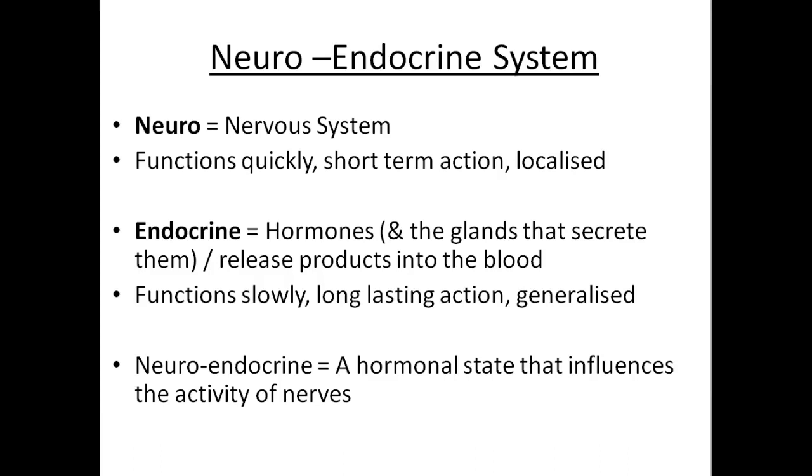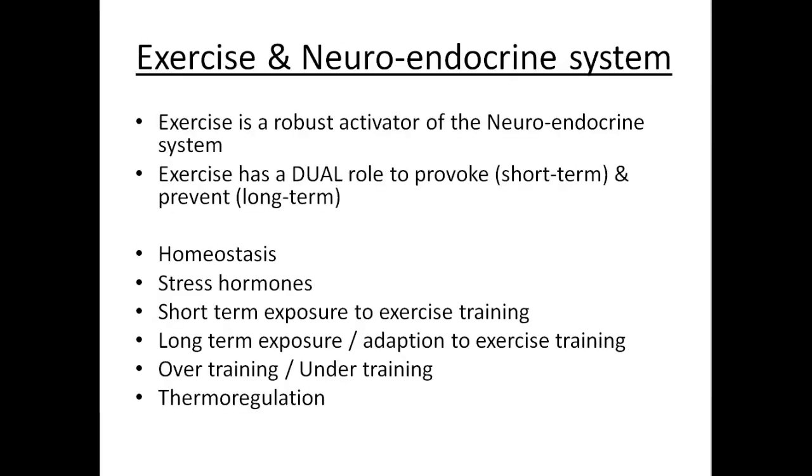So the neuroendocrine system. Neuro is to do with the nervous system, and this is going to function very quickly. Short-term action is very localized. Endocrine, which is the hormonal system and the glands that secrete these, release products into the blood. This is going to function slower, but it's going to have a longer lasting action, and it is generalized in many circumstances. So the neuroendocrine system is a hormonal state that influences the activity of these nerves.